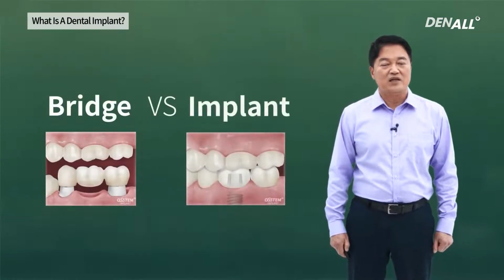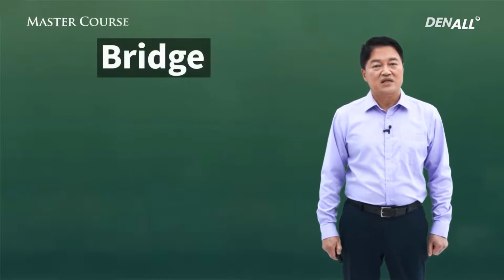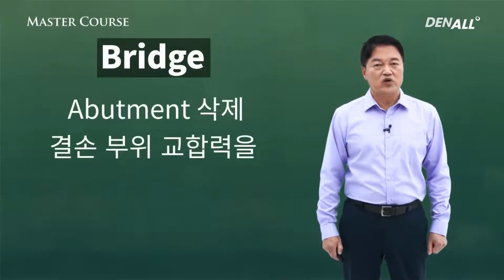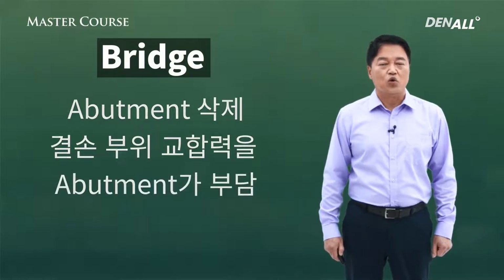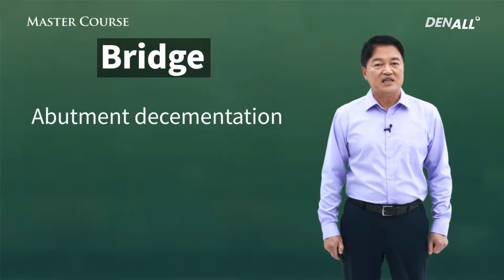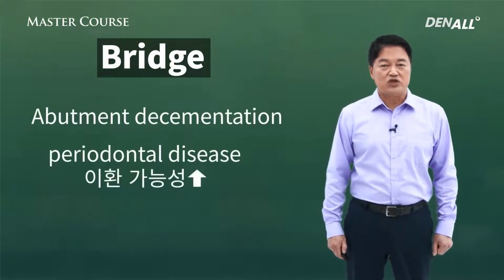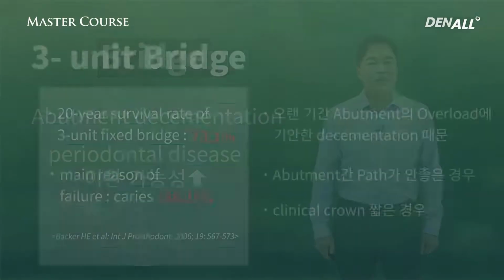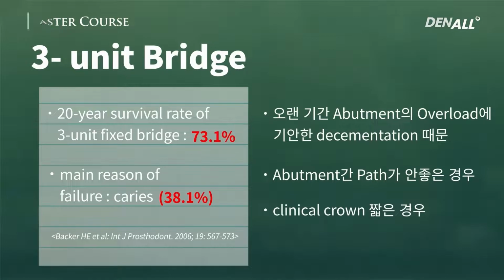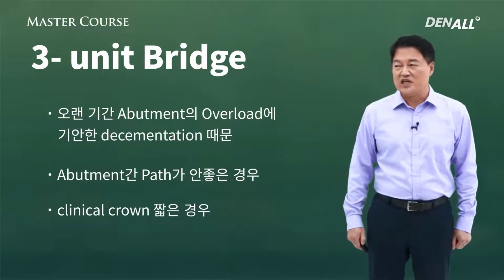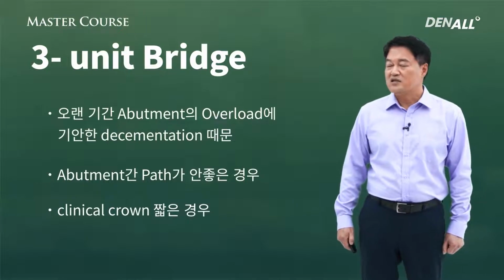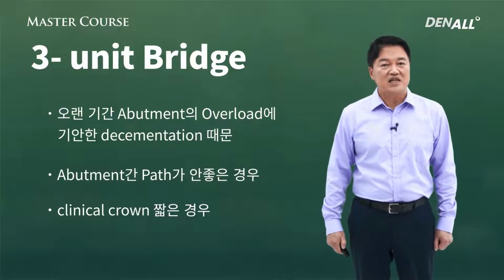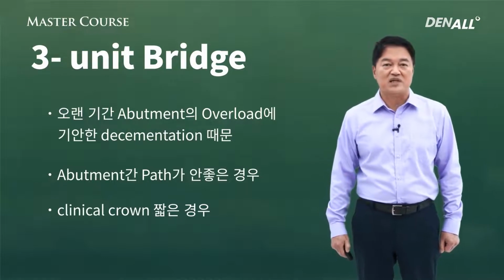The bridge and implant, let's compare the two. For the bridge, you need to prep the abutment, and the occlusal force goes to the abutment. If you use it for a long time, decementation of abutment can occur as well as periodontitis. According to literature, the 20-year survival rate of a 3-unit bridge is 73%, and the main reason of failure is caries. And this is due to decementation caused by long-term overload on abutment. Such a situation can occur more frequently if the path is bad among abutments and if the clinical crown is short.